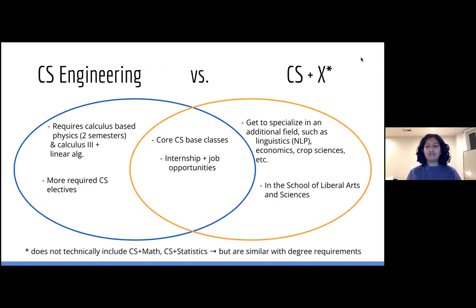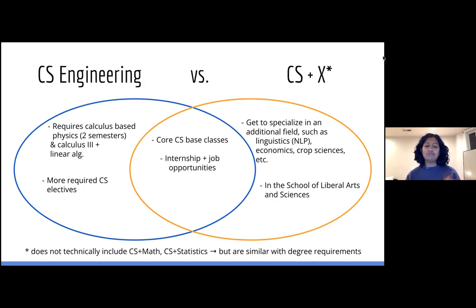And then I'll talk a little bit about the difference between CS engineering and CS plus X. Technically, CS plus X does not include CS plus math, but CS plus statistics, but they're pretty similar with degree requirements of CS plus X. But CS plus engineering requires calculus-based physics.